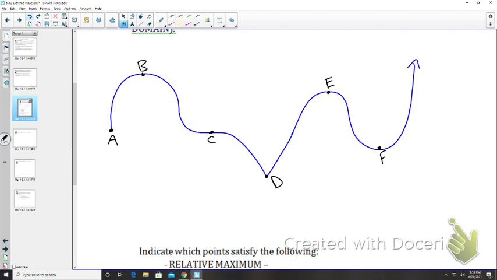So stationary points, this is where y prime is going to equal 0. Those are our stationary points, okay? Could I do relative minimum? Relative minimum, yep, A would absolutely be a relative minimum, for sure.